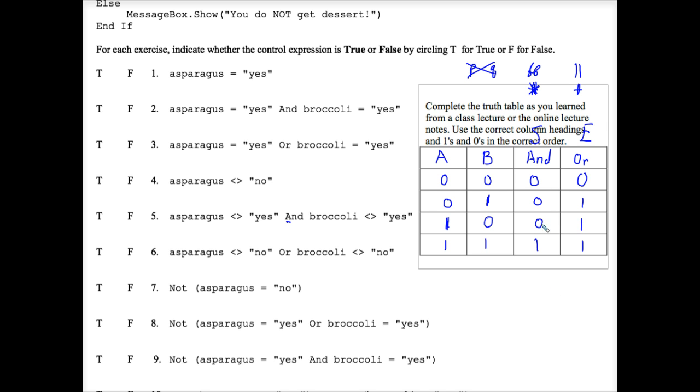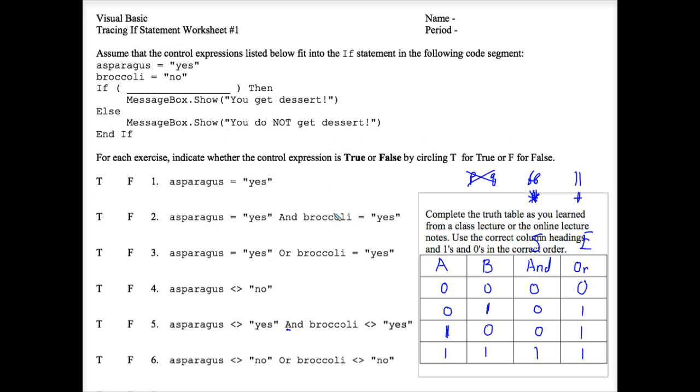Okay, so that will also help you fill this chart in. And always comes before or, according to Please Excuse My Dear Aunt Sally. Now let's start doing the work here.